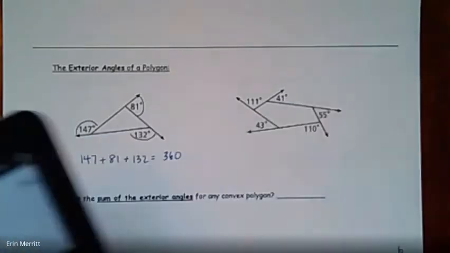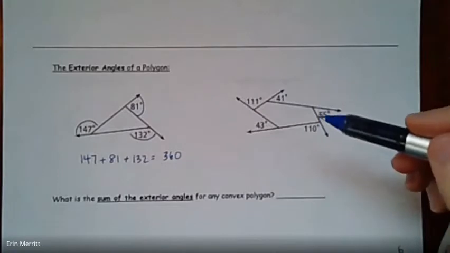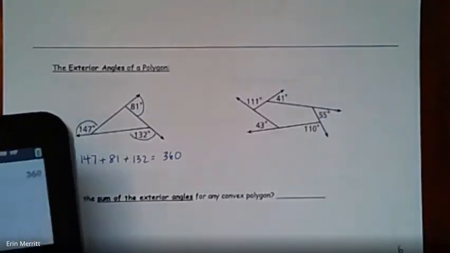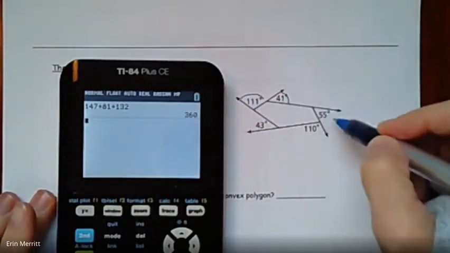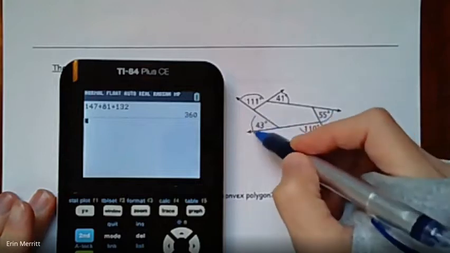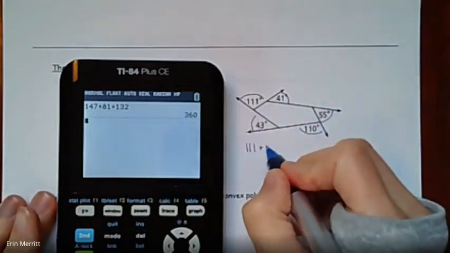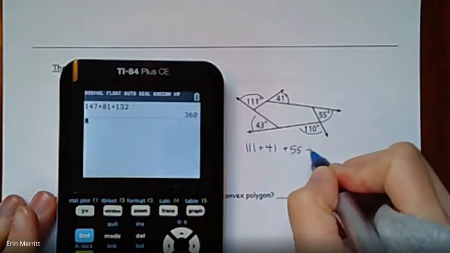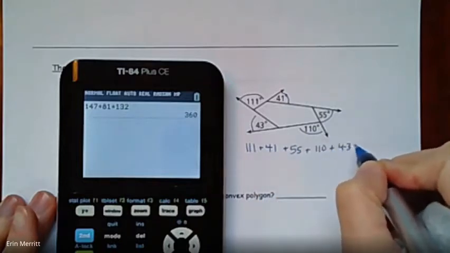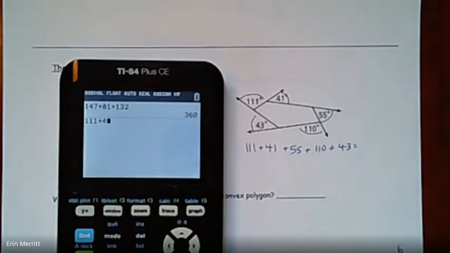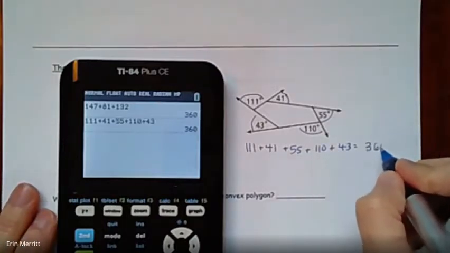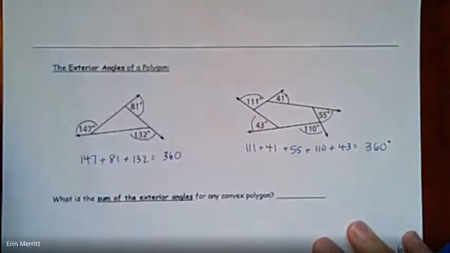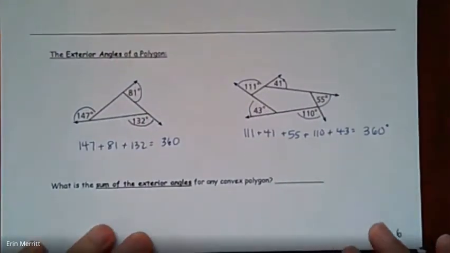This next one, you've got a pentagon because you have 1, 2, 3, 4, 5 exterior angles. I want you to do the same thing. Add up the exterior angles here: 111, 41, 55, 110, and 43. So 111 plus 41 plus 55, 110 and 43. And you're going to see that we get the same 360 degrees.